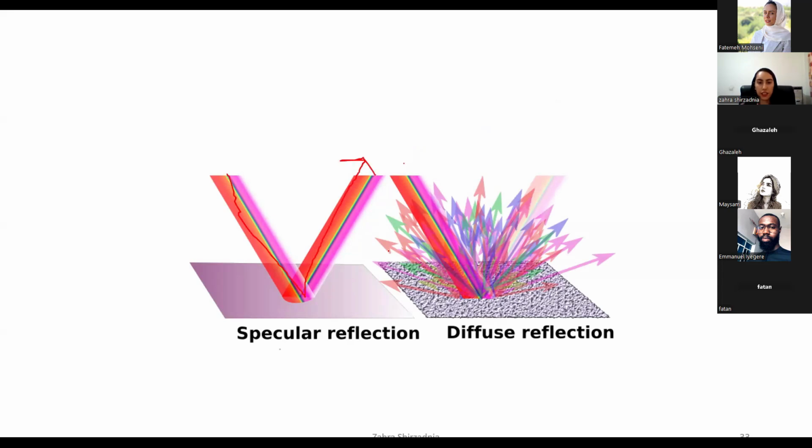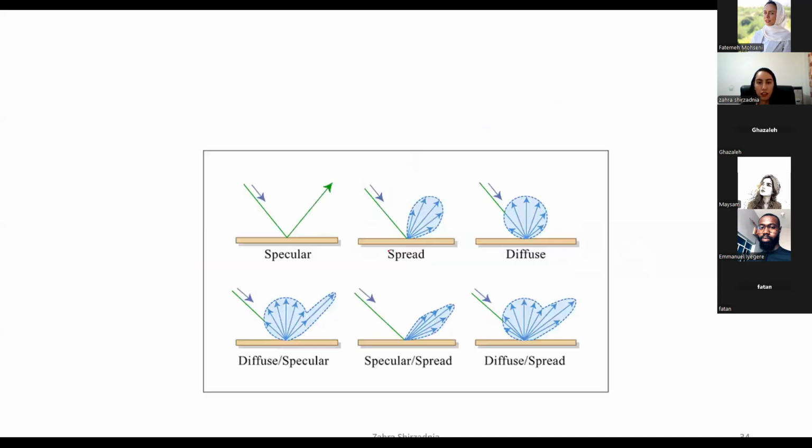And the diffuse reflection is when light hits a surface, then at various angles, it reflects into the space. This is another picture that clarifies the definition. This is a specular, with the same angle that we have, and this is a spread, and this is a diffuse, and we can combine them with each other. For example, diffuse and specular, or specular and spread, or diffuse and spread.